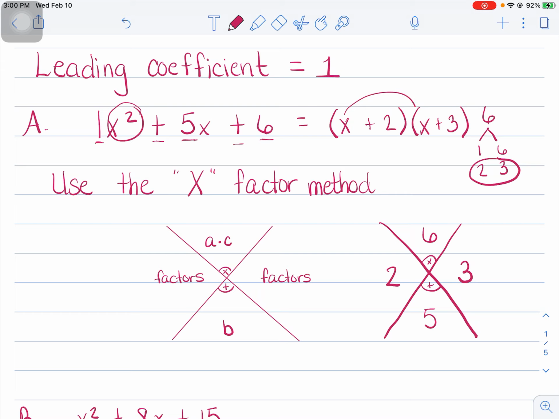And we can double check. X times x gets us back to x squared. X times 3 gets us 3x. 2 times x gets us 2x. And 3x and 2x get us 5x, which is our middle term. And then 3 times 2 gets us back to 6. So that's in our factored form.